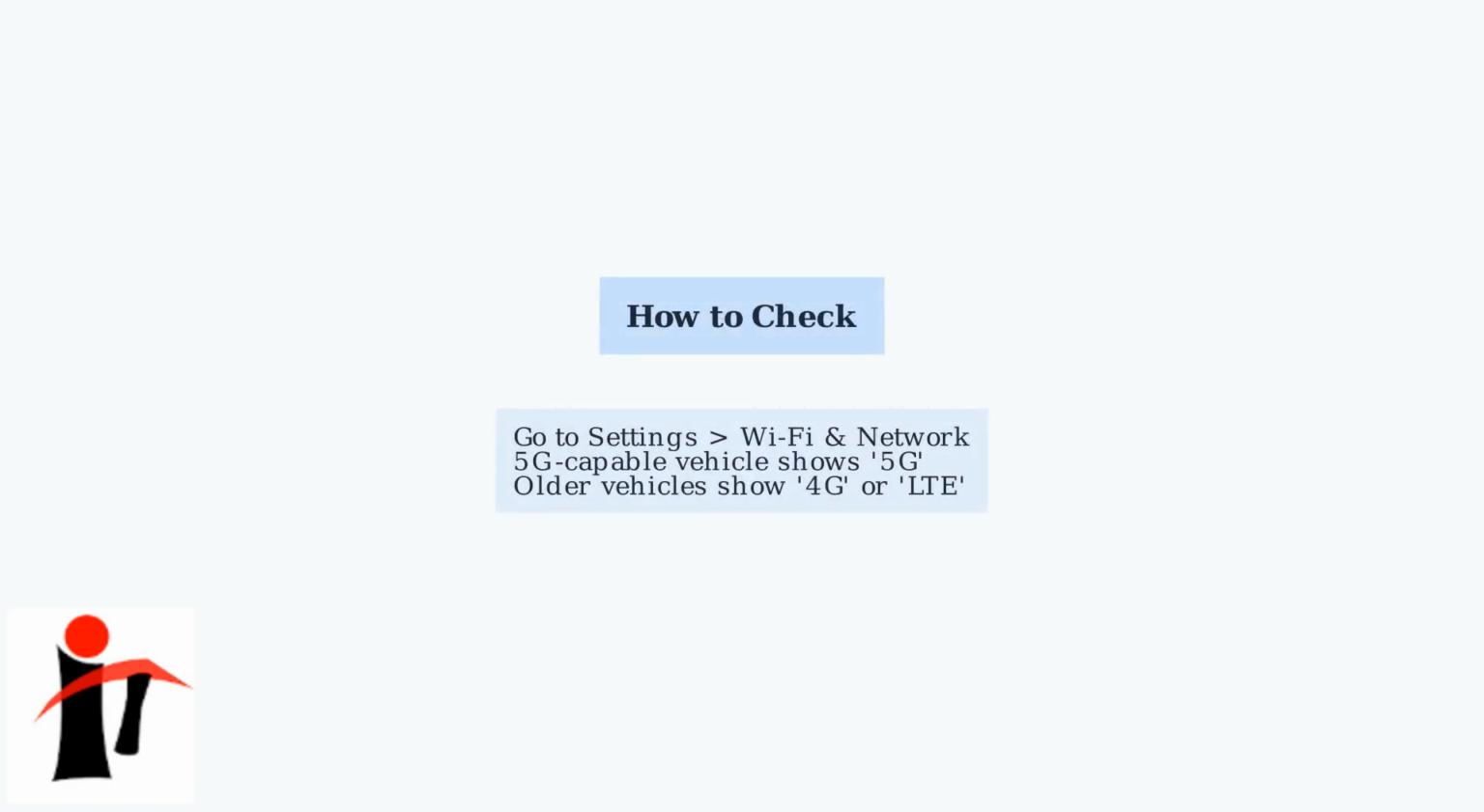To check your vehicle's connectivity, go to Settings on the touchscreen, then select Wi-Fi and Network. A 5G-capable vehicle will display a 5G status, while older vehicles will show 4G or LTE. Tesla incorporates Qualcomm's Snapdragon X65 modems in their 5G-equipped vehicles for reliable high-speed connectivity.